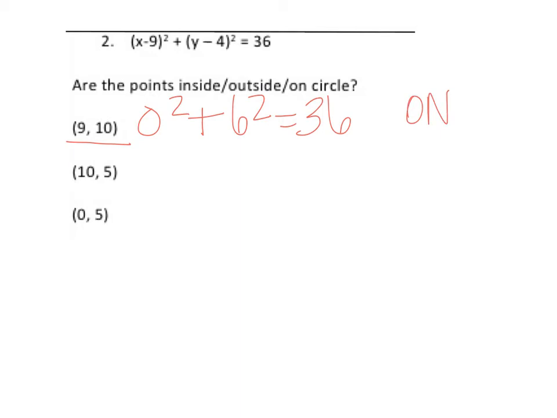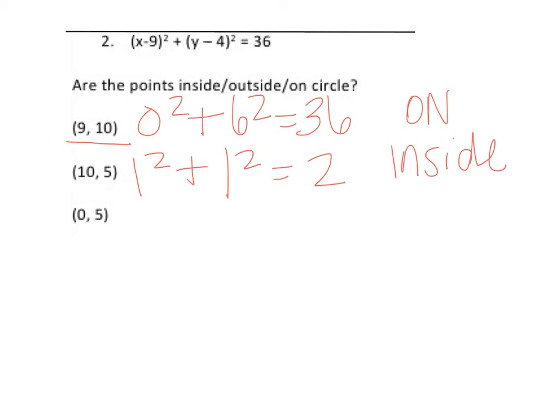10, 5, when we plug that in, 10 minus 9 gives us a 1 squared, plus 5 minus 4 is also a 1 squared. 1 squared plus 1 squared is 2. 2 is a number less than 36, which means that point is inside the circle. When you get numbers less than your r squared, it's inside the circle.